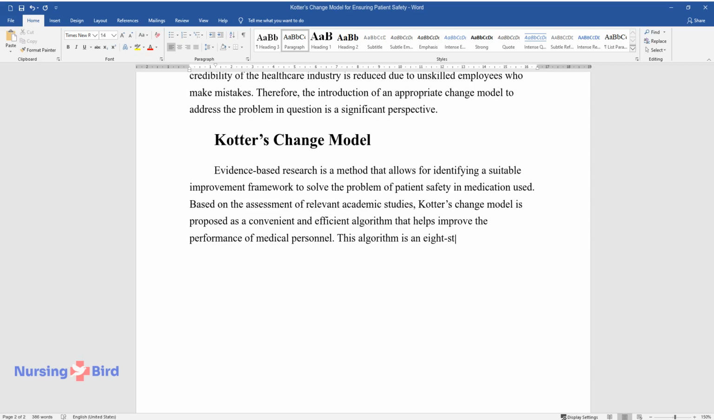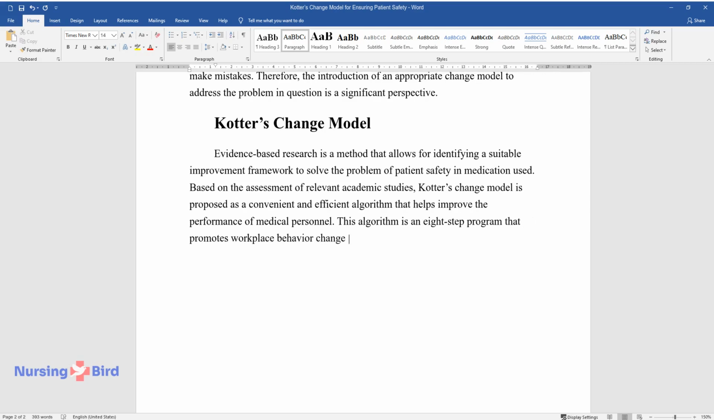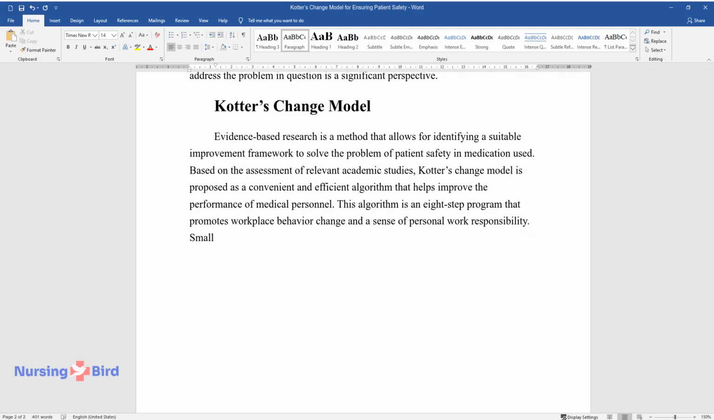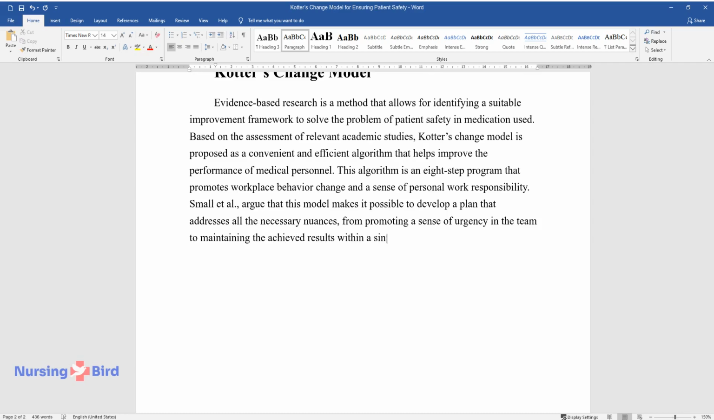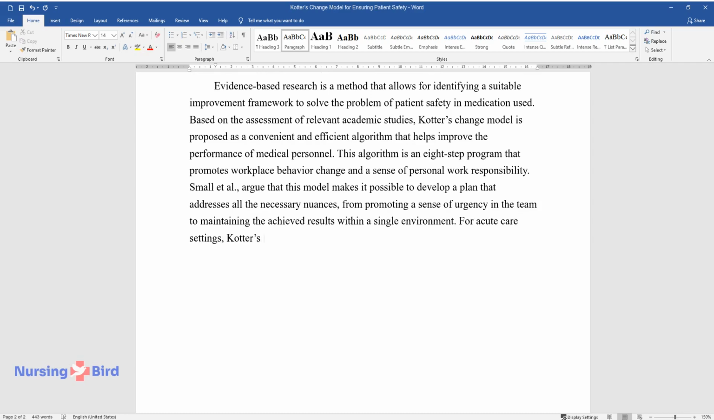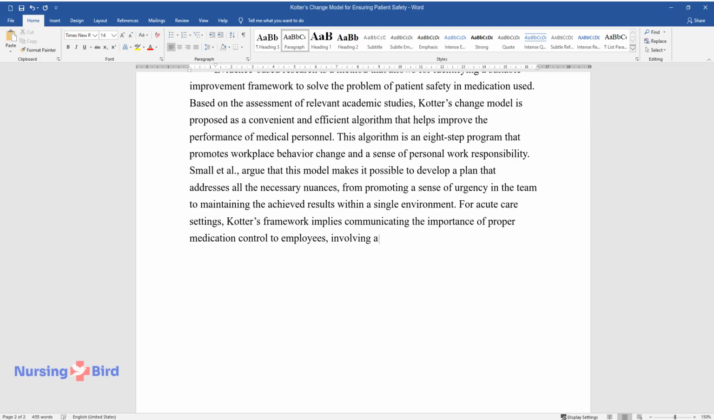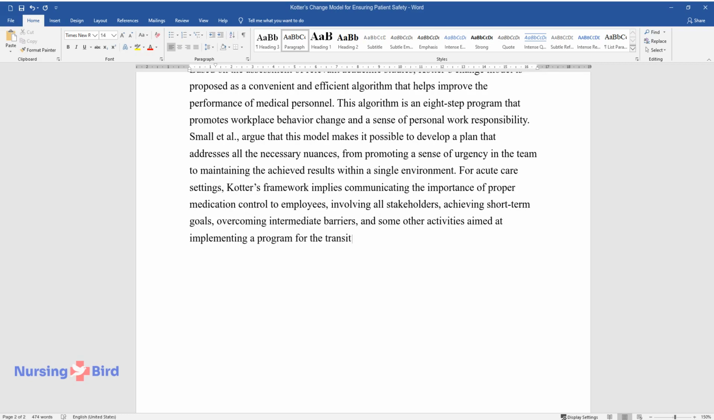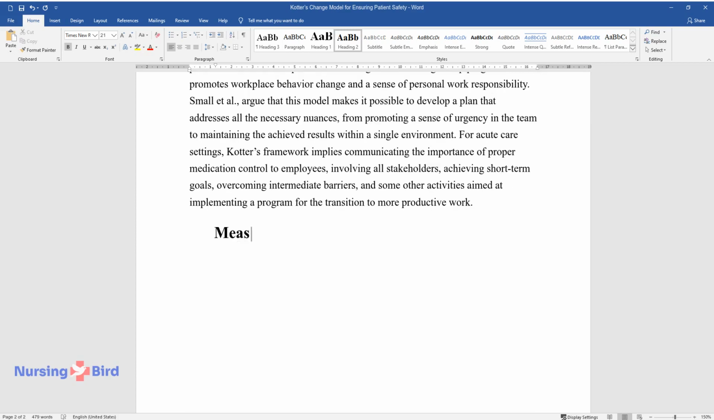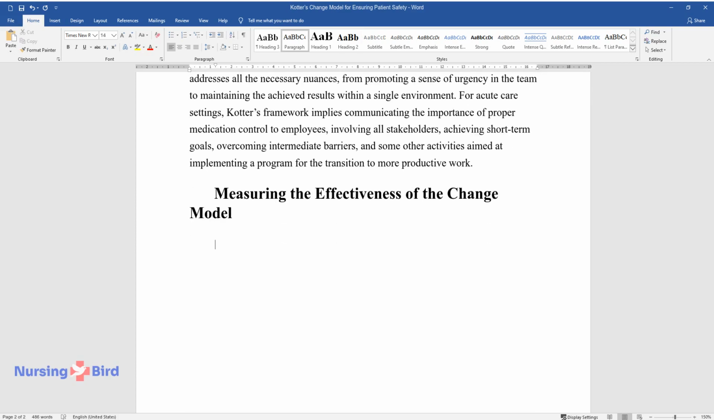This algorithm is an 8-step program that promotes workplace behavior change and a sense of personal work responsibility. Small et al. argue that this model makes it possible to develop a plan that addresses all the necessary nuances, from promoting a sense of urgency in the team to maintaining the achieved results within a single environment. For acute care settings, Kotter's framework implies communicating the importance of proper medication control to employees, involving all stakeholders, achieving short-term goals, overcoming intermediate barriers, and some other activities aimed at implementing a program for the transition to more productive work.